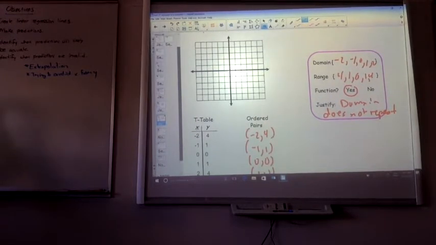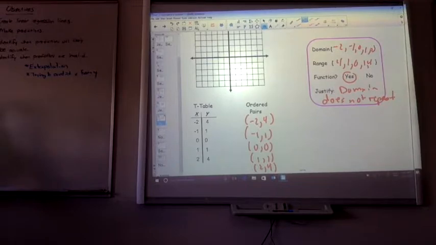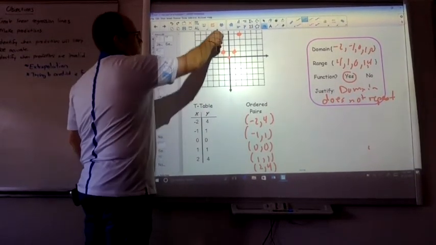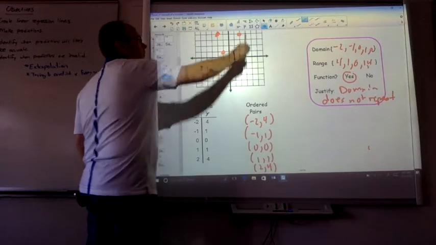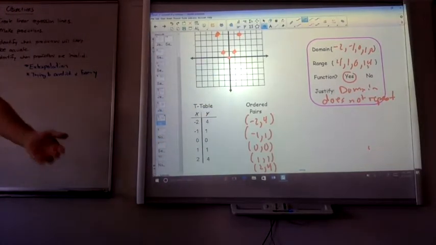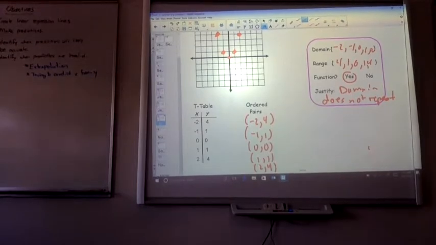And so what we can do is start plotting our points. Negative 2, 4, negative 1, 1, 0, 0, 1, 1, 2, 4. So the vertical line touches once, touches once, touches once, touches once, touches once. This relation is a function because the domain, which are the x values, which are the inputs, do not repeat. Yes, this would form a parabola, absolutely. And that's more second semester, but we'll get there.